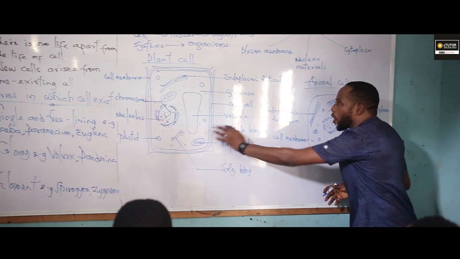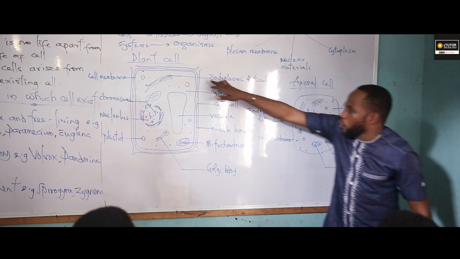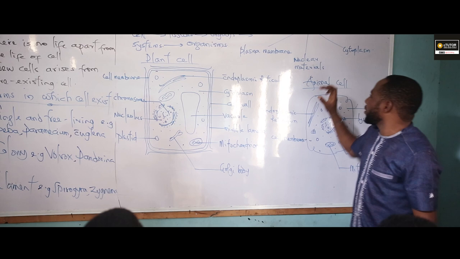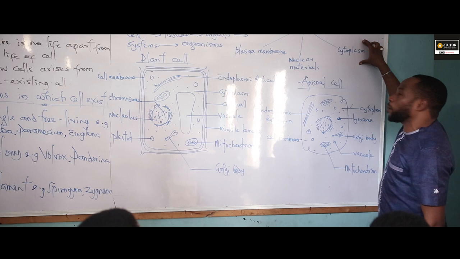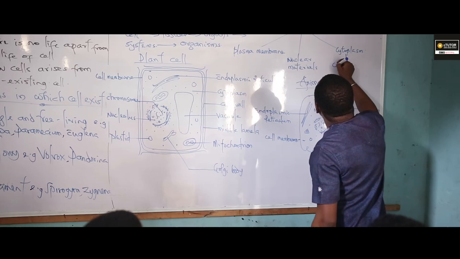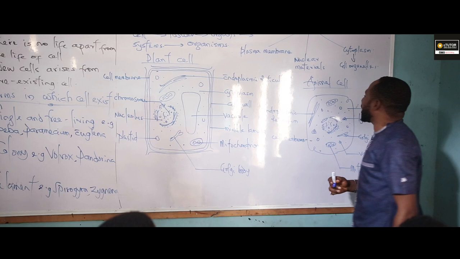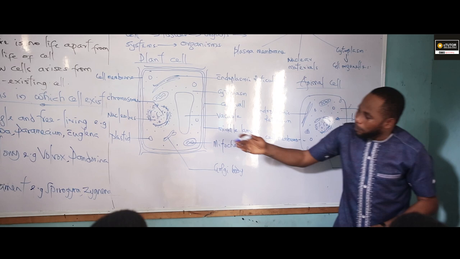The plasma membrane, which is the outer layer of the cell. The nuclear material, that is the nucleus. And the cytoplasm. Under the cytoplasm, we have cell organelles. What are the cell organelles? The likes of the vacuole, the mitochondria, the Golgi body, the plastid, and so on and so forth.